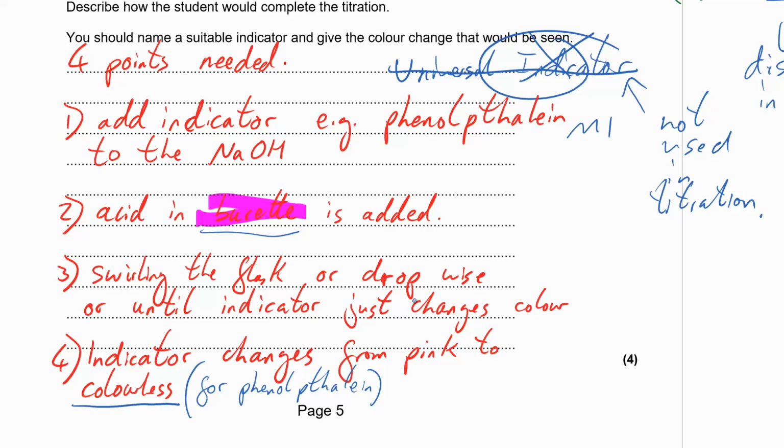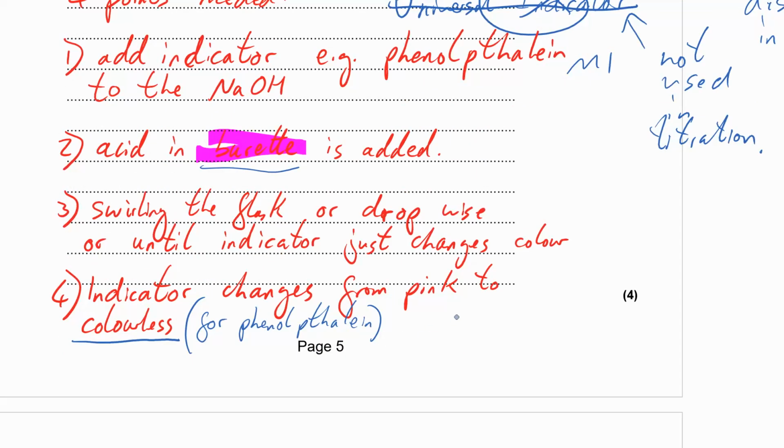Third mark, swirl the flask or add dropwise until the indicator changes color. This is essentially saying add it slowly so that you can see the clear color change and you haven't added too much acid. And then finally is to state the indicator color change. So for phenolphthalein, which you're best off just remembering that one, pink to colorless. So it is pink in NaOH and it is colorless in acid.